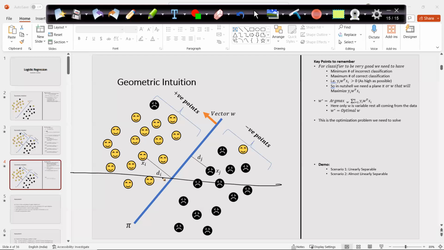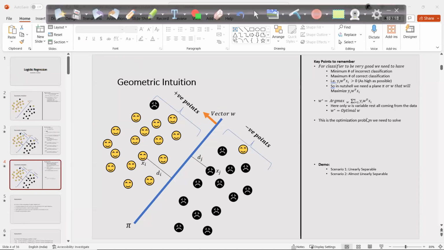I can obviously create a plane like this also. I can create a line like this also. I can create a line like this also. But this is the best because this is giving me the good accuracy. This is giving me more number of correct classifications. So my intention is to find the W which will maximize this entire term, because when it is maximizing this entire term, automatically what will happen? It will help me to do more number of correct classifications. So that is the idea of logistic regression.